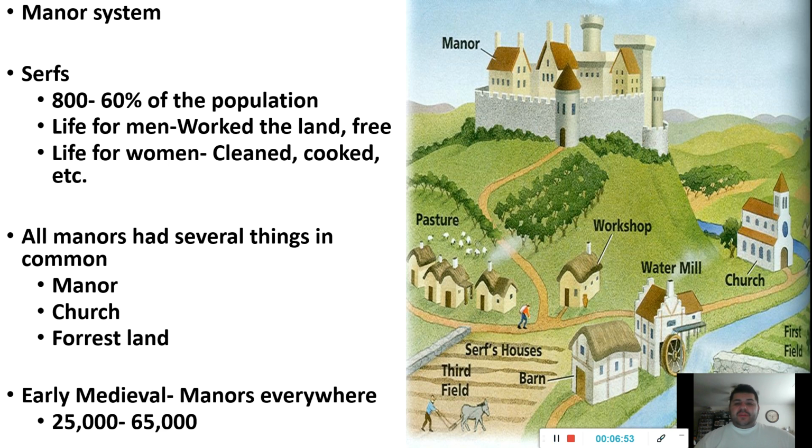So the manor system. As you guys can see from this picture, the manor is the kind of castle area. Okay. Now serfs, these were people who were not slaves, but they weren't nobles. They're somewhere in the middle, but closer more to the peasants. In 800 AD, they made up about 60% of the population. So, good chunk of the people who lived in Europe were serfs.